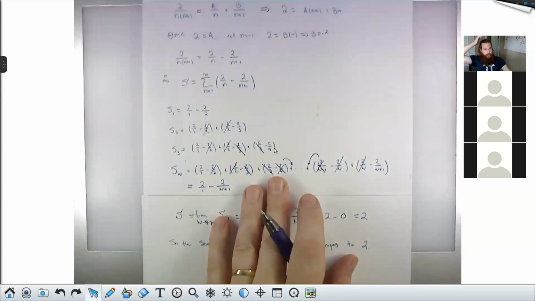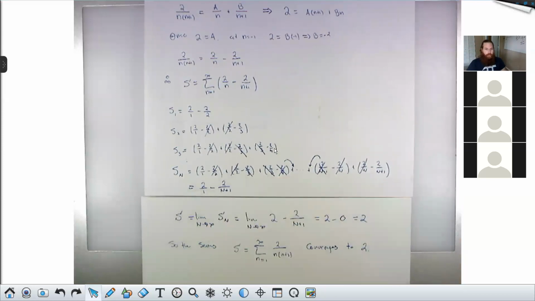And the way we got there was by running some partial fractions, splitting up my a_n into these two different pieces, and then noticing that there's a lot of cancellation when you write out these terms. We write out the first few partial sums to notice the cancellation pattern. Then you write out the full nth partial sum and see exactly what cancels and what survives.